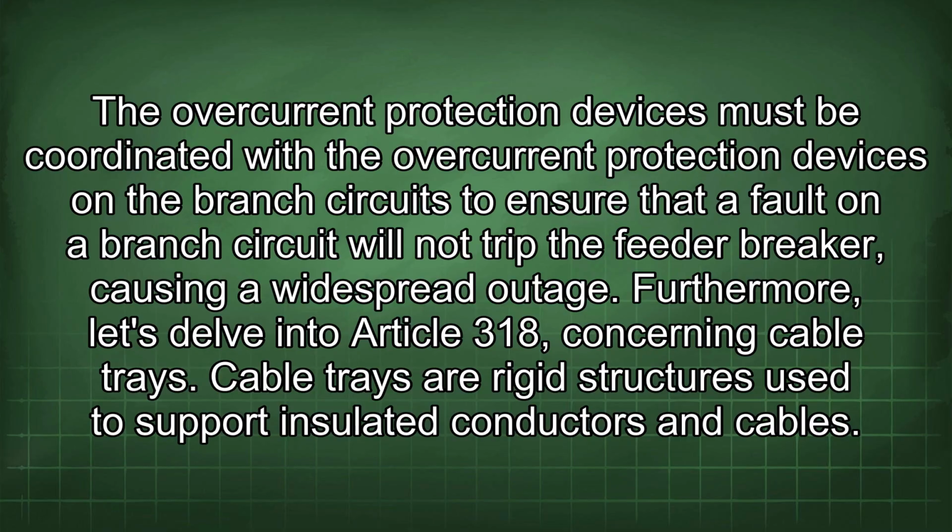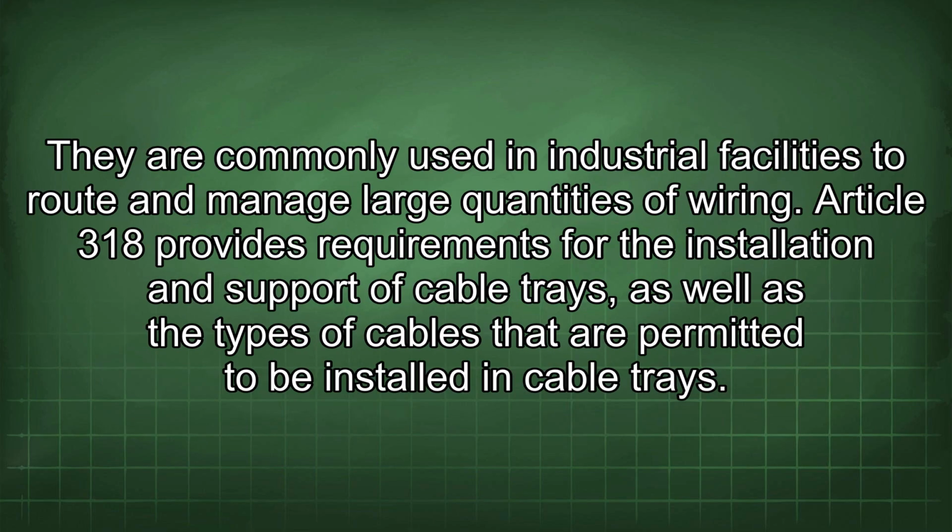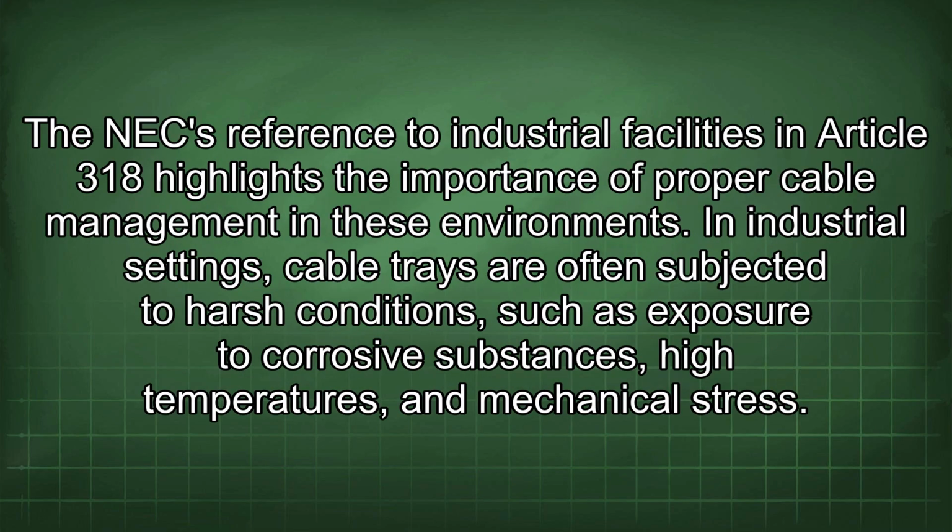Furthermore, let's delve into Article 318 concerning cable trays. Cable trays are rigid structures used to support insulated conductors and cables. They are commonly used in industrial facilities to route and manage large quantities of wiring. Article 318 provides requirements for the installation and support of cable trays, as well as the types of cables that are permitted to be installed in cable trays. The NEC reference to industrial facilities in Article 318 highlights the importance of proper cable management in these environments.